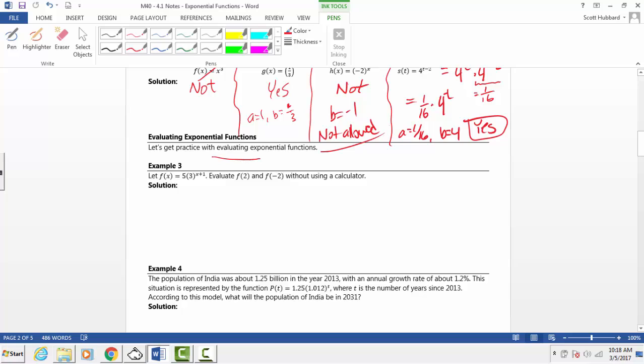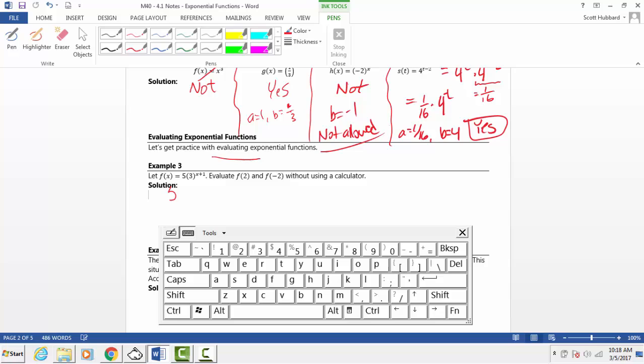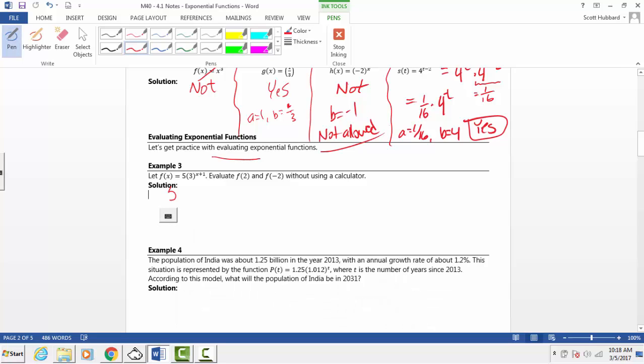But if you don't like that, you could rewrite this as 5 times 3 to the x times 3, which is just equal to 15 times 3 to the x. Either way, you could evaluate it straight from the original, or you could evaluate it here, no problem.